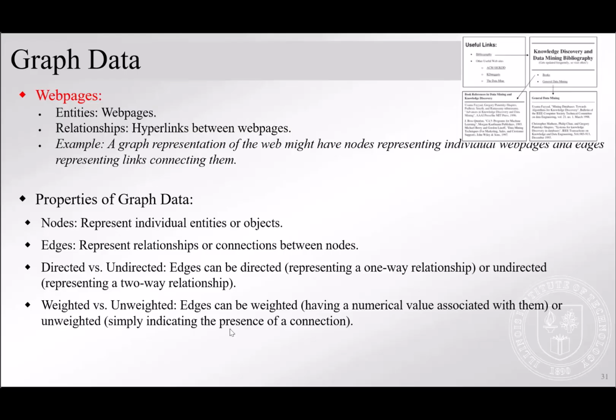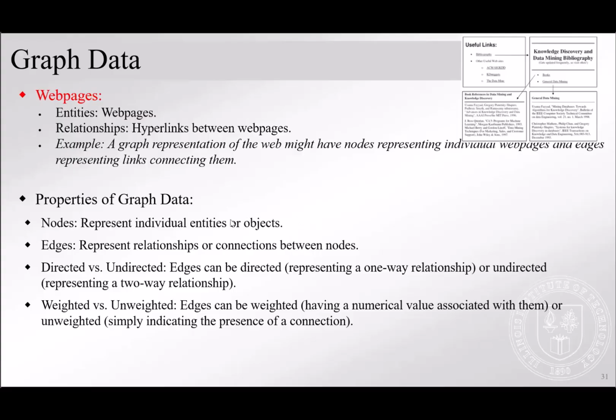means we assign a number to the connection itself. How many messages, for example, were exchanged? How strong is their friendship? How many times did someone click that link? That way it captures the strength or frequency of the relationship, as we're going to see later.